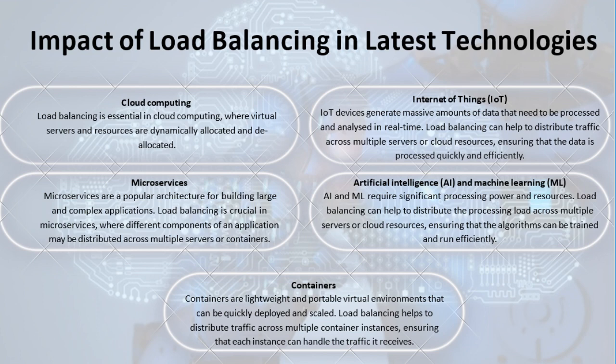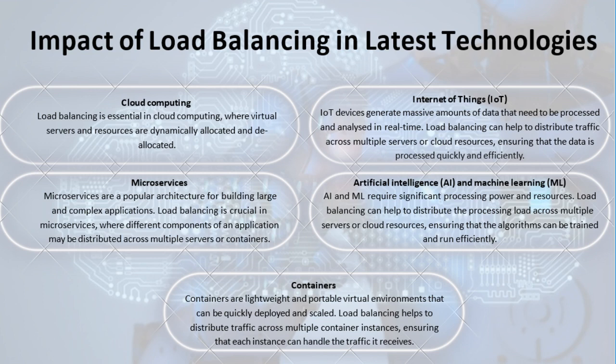Second one is Internet of Things. IoT devices generate massive amounts of data that need to be processed and analyzed in real time. Load balancing can help to distribute traffic across multiple servers or cloud resources, ensuring that the data is processed quickly and efficiently. Third one is microservices.